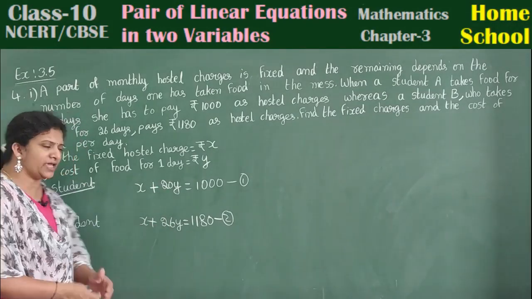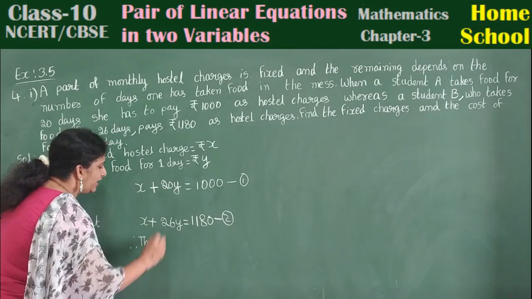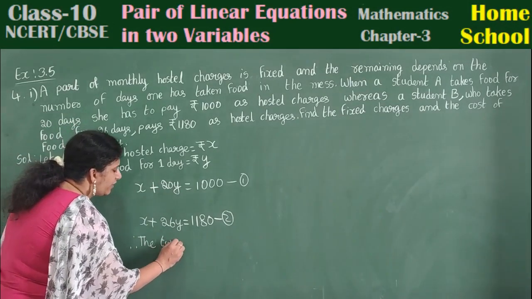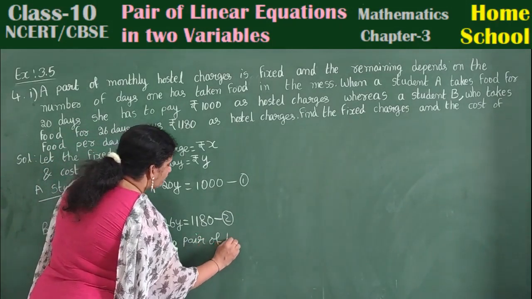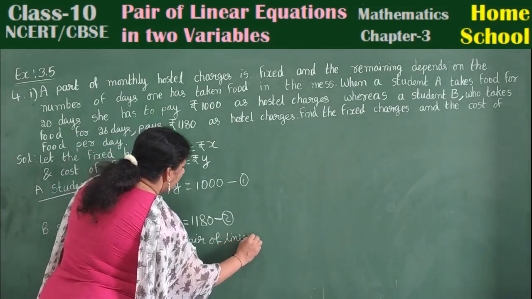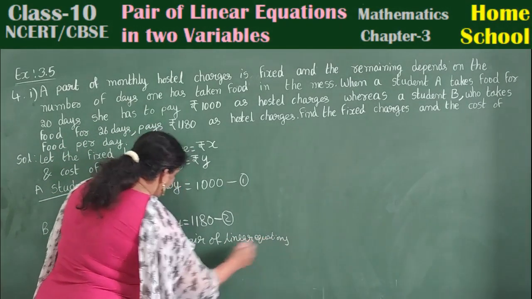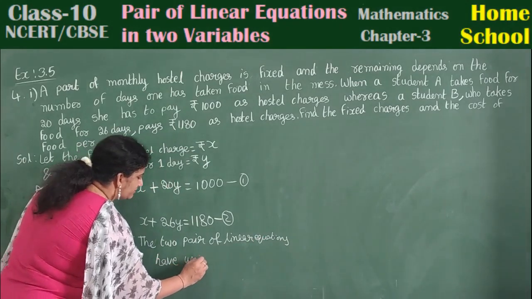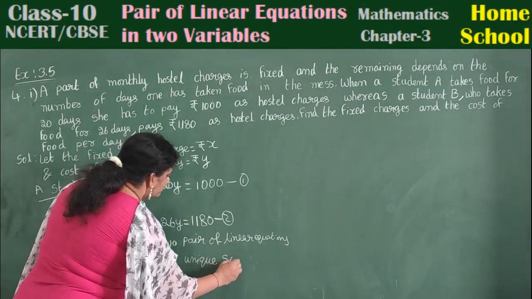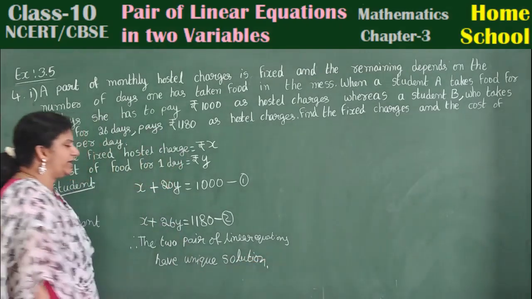Therefore, what you can say? Therefore, the two pair of linear equations have unique solution. If they have a unique solution, we are going to find it.